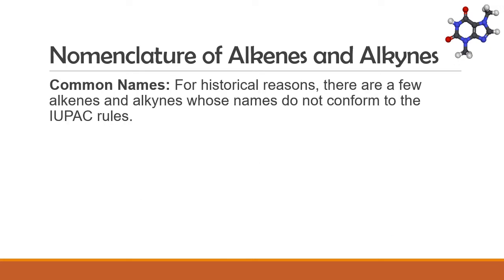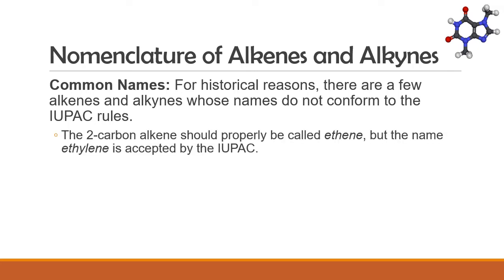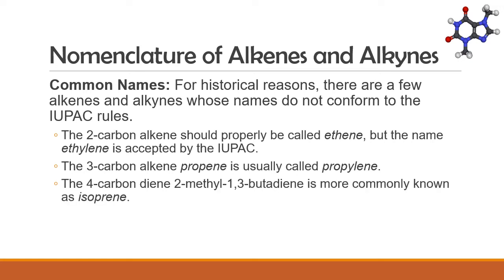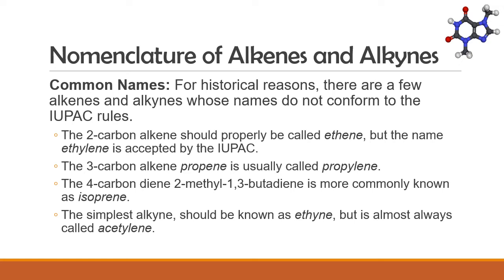For historical reasons, there are a few alkenes and alkynes whose names do not conform to the IUPAC rules. They are known more by their common names. The 2-carbon alkene should properly be called ethene, but the name ethylene is accepted by the IUPAC. The 3-carbon alkene propene is usually called propylene. The 4-carbon diene, 2-methyl-1,3-butadiene, is more commonly known as isoprene. The simplest alkyne should be ethyne, but it is almost always called acetylene.